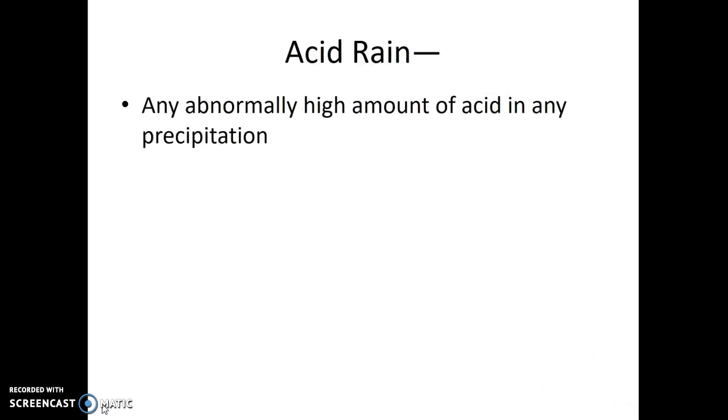Acid rain is any abnormally high amount of acid in any precipitation. So we can have acid fog, acid sleet, or acid snow. We can even have acid dust. So why call it acid rain?